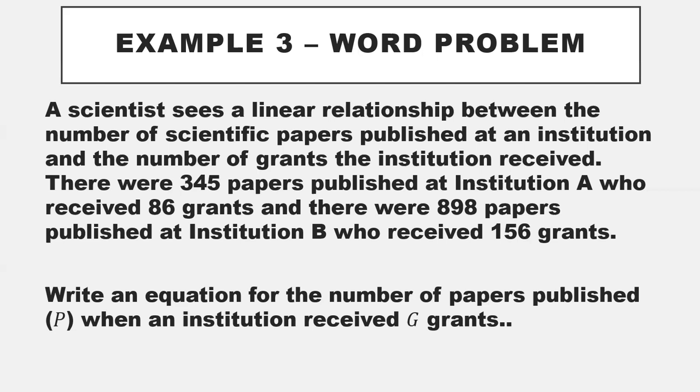there were 898 papers, and they had 156 grants. So that would be the ordered pair 156, comma, 898.